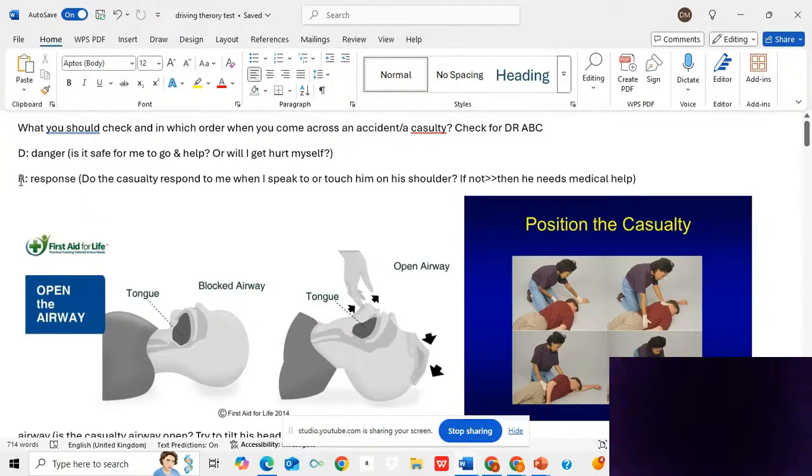The next thing you need to check is the response of the casualty. Does the casualty respond to me when I speak to him or when I touch him on his shoulder? If not, then he needs medical help. So you need to call for medical help.